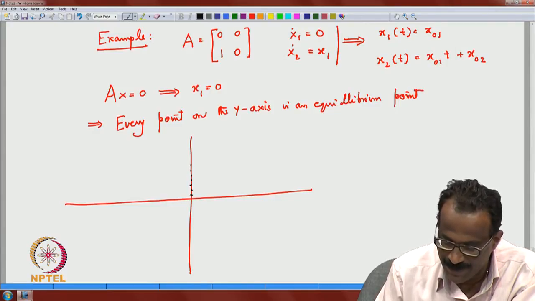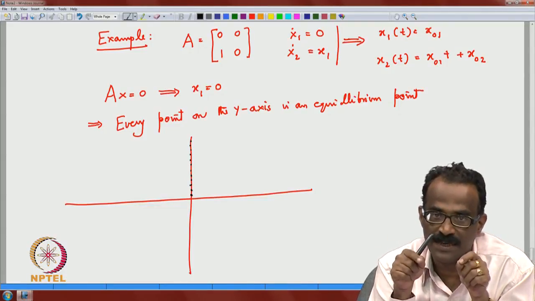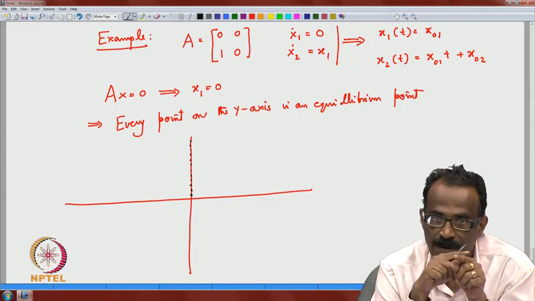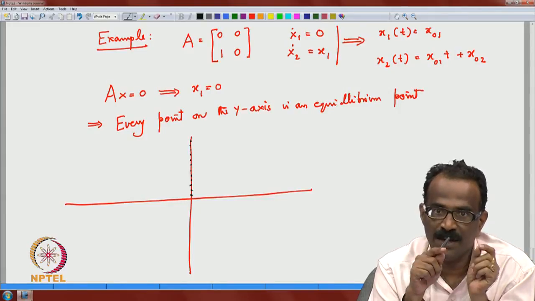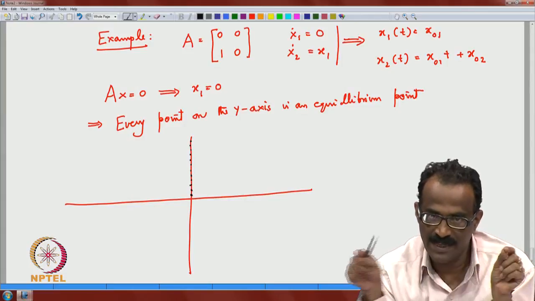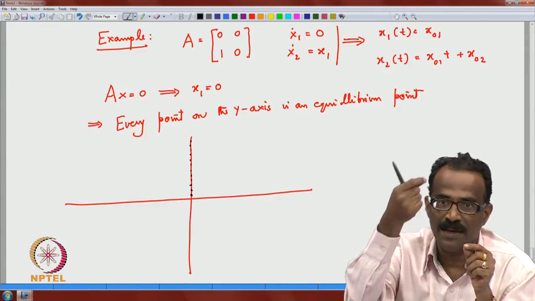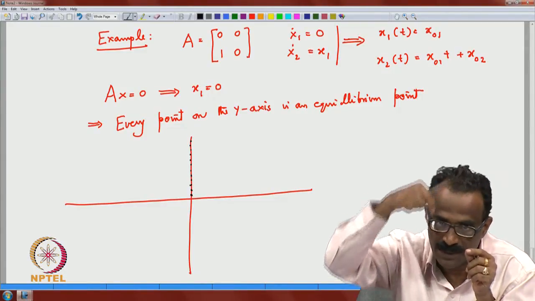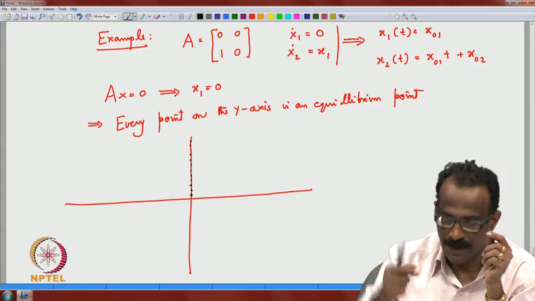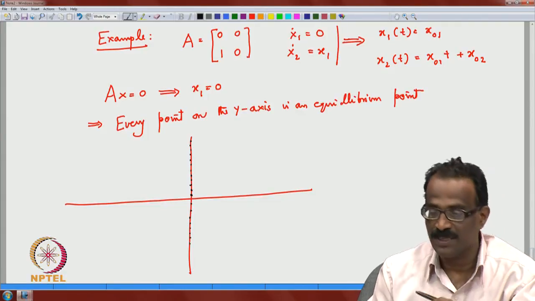If you recall the earlier example which I have given, in a similar situation with one eigenvalue 0 and the other eigenvalue non-zero, you have seen that all the points on the x-axis are equilibrium, and anything you start above goes towards that. But here you will see something different. When there is a degenerate case, the situation will be different.